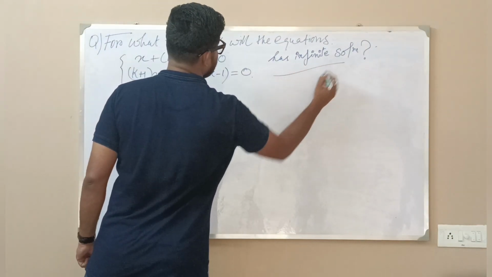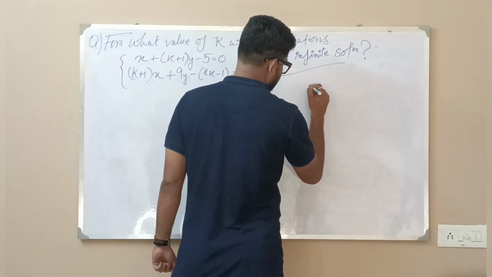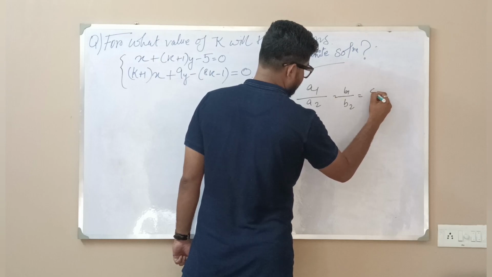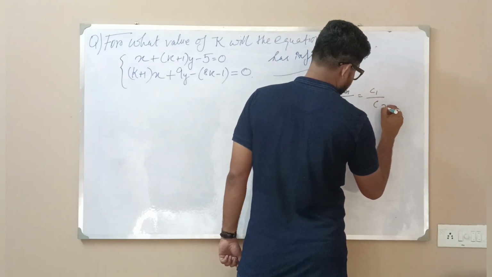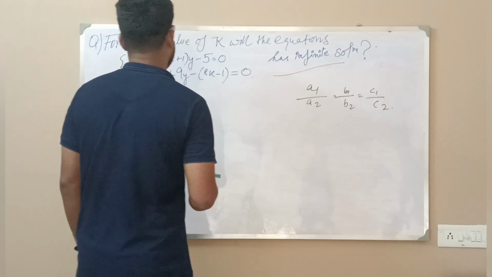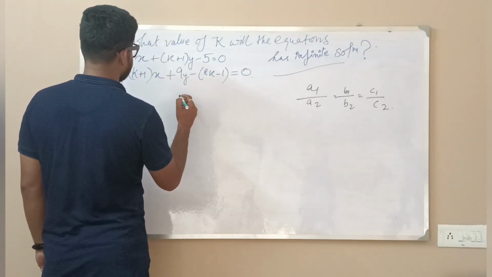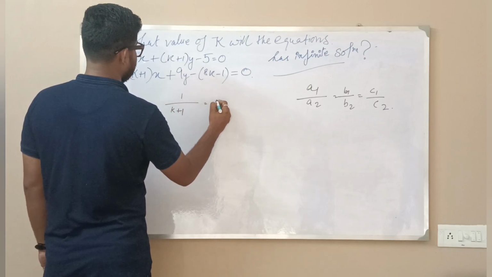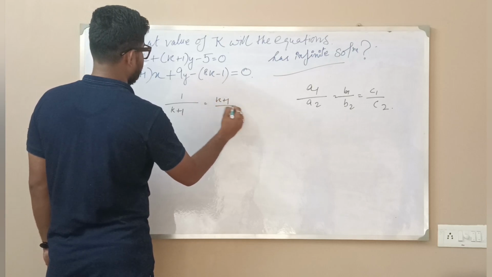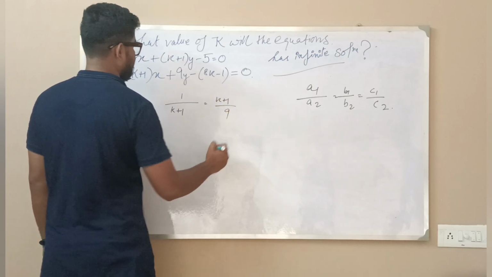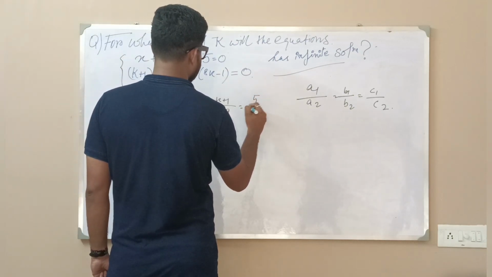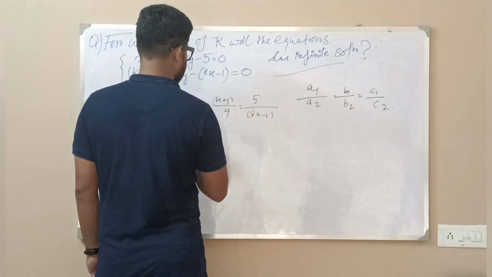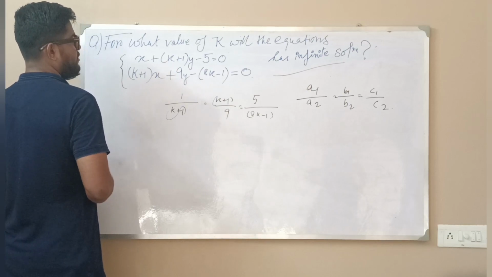So the next sum says, for what value of k will these two equations have infinite solutions? Again, for infinite solutions we have to satisfy a1 by a2 equals b1 by b2 equals c1 by c2. So in this case, 1 by k plus 1 equals k plus 1 by 9 equals 5 by 8k minus 1. So we have to find the value of k over there.